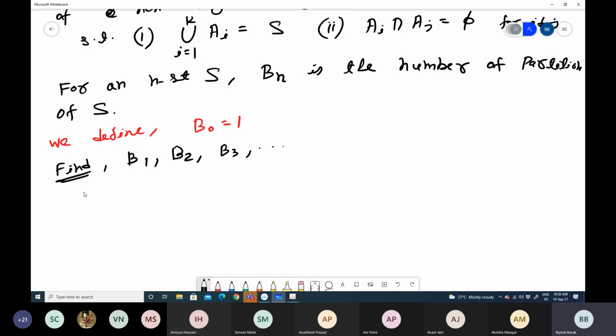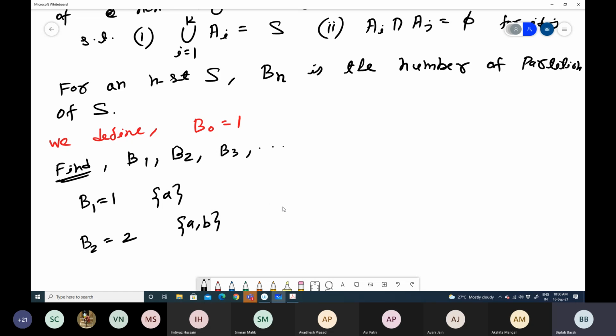First of all, can you quickly tell me what is B1? B1 means the number of partitions of a singleton set. What are the partitions of this set? What is the number of partitions? Only one. So this is just one. Now what is B2? That's when you have a two-element set. Can you tell me the number of partitions of this set? 2. Right. So B2 equal to 2.